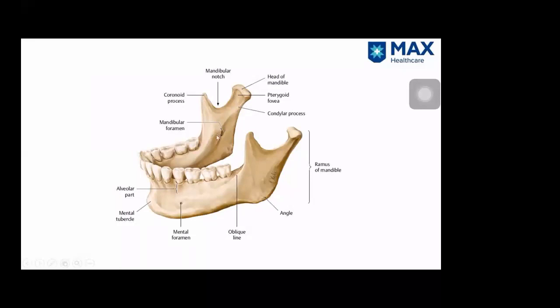This is the mandibular foramen from where the mandibular nerve enters. It comes out from the mental foramen here and supplies this part. This is the oblique line. And inside we have got the mylohyoid line, which we'll be discussing in the next slide. The part in the midline is called the mental tubercle.